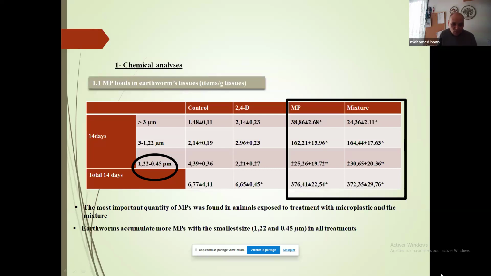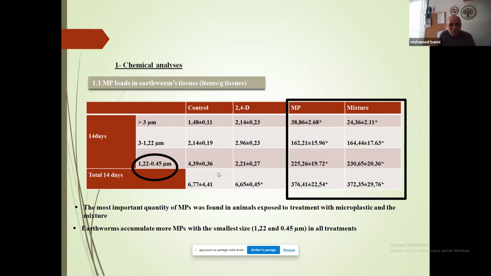Okay, so here we are dealing with particles of plastic with dimension between 122 and 0.45 micrometer. And as you can see, in animals challenged with microplastic, the total presence of microplastic is huge with respect to the control situation. Even in the control situation, you find something like 6.77 microplastic per gram of tissue, which means that also in control soil we have a minimum amount of microplastic.